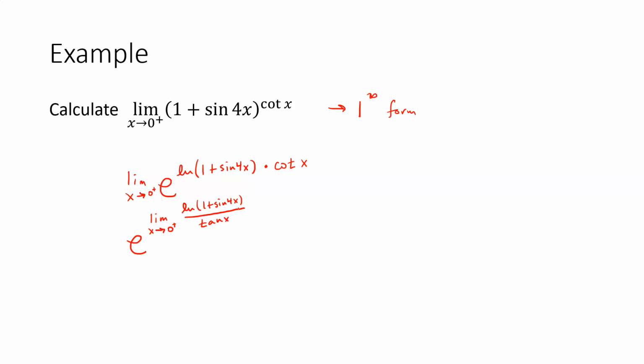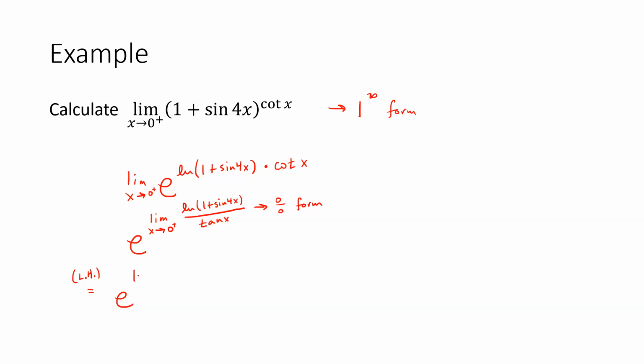Okay, so now I have something in the 0 over 0 form, because here we got ln of 1 plus 0, which is ln of 1. So we got something that approaches 0 in the top, tan of 0 is 0, so it's in the 0 over 0 form now. Okay, so it's a little bit of a tricky manipulation, but now that it's in this 0 over 0 form, we can apply L'Hopital's rule. So let's work it out.